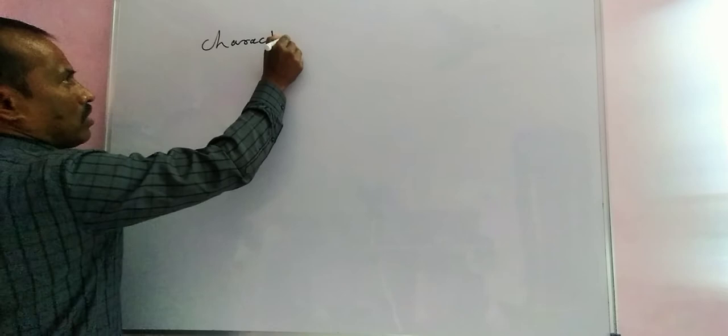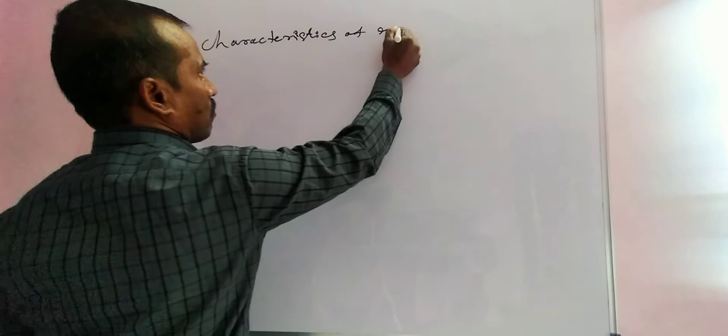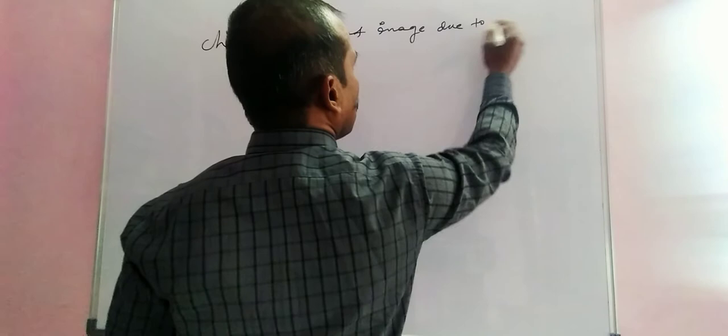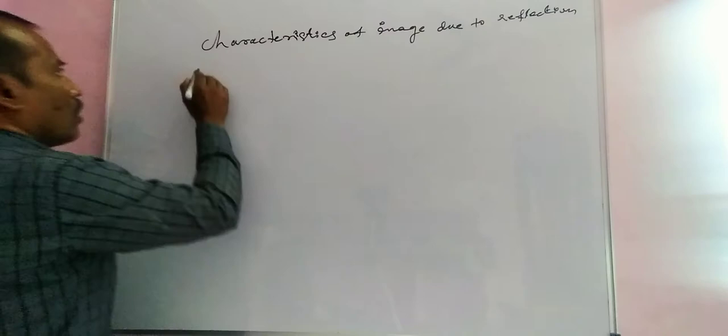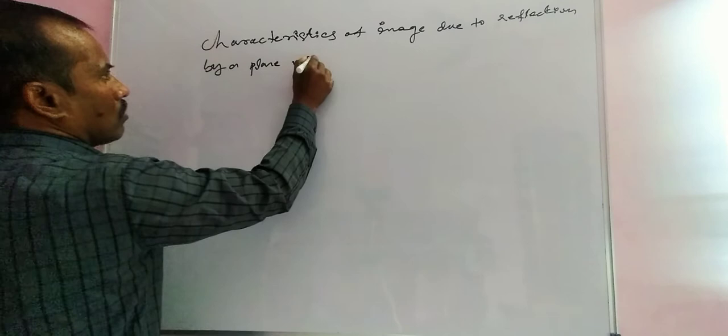Okay, here, characteristics of image due to reflection by a plane mirror. Okay, plane mirror.